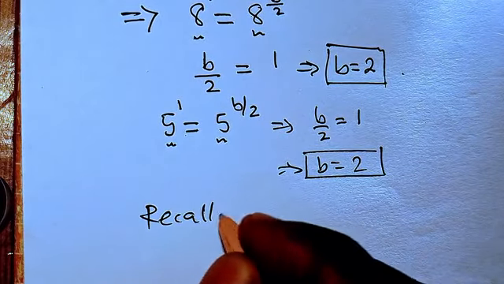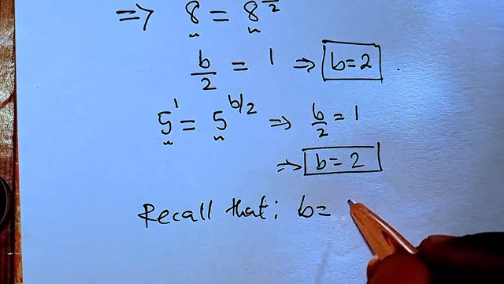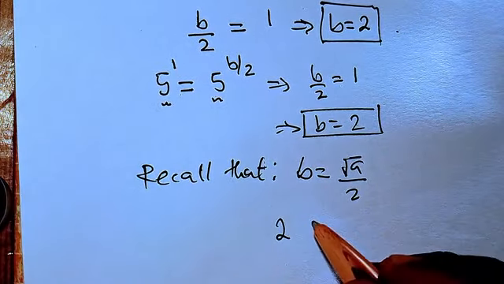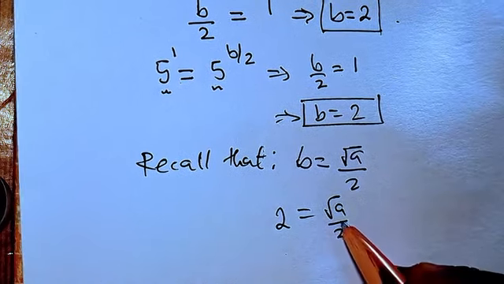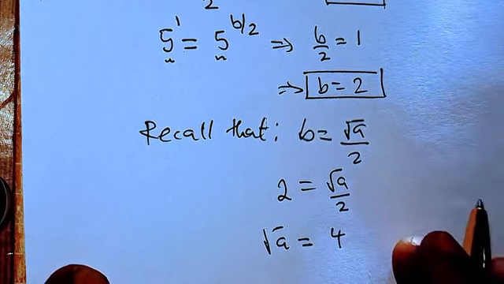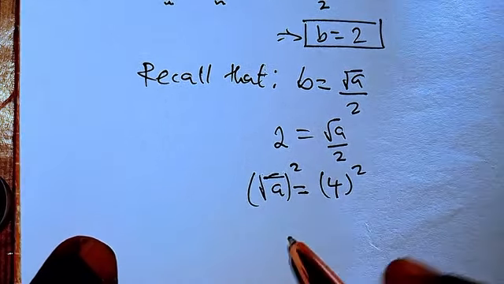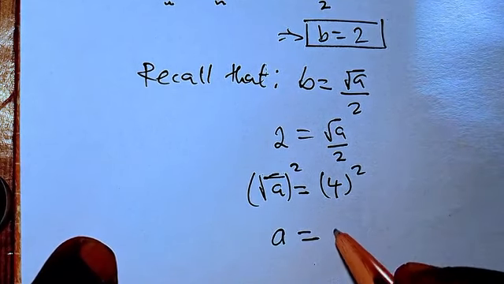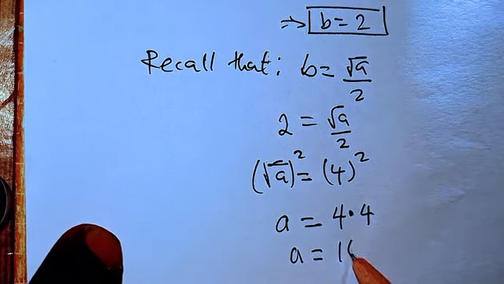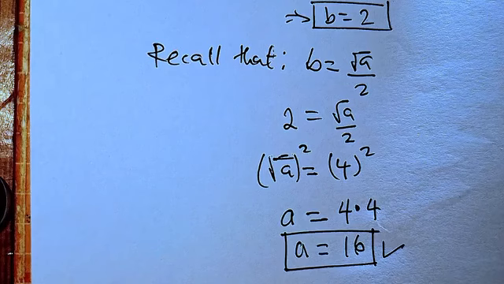Recall that b equals root a over 2, and we've already gotten our b to be 2. That's going to be 2 equals root a over 2. Then we have what? We have root a equals this times this is going to give us 4. So trying to square both sides to get rid of the square root, I'm going to have a equals 4 raised to the power 2, which is 4 times 4, and we have our a to be 16. So therefore we have a equals 16 to be the solution to the problem.